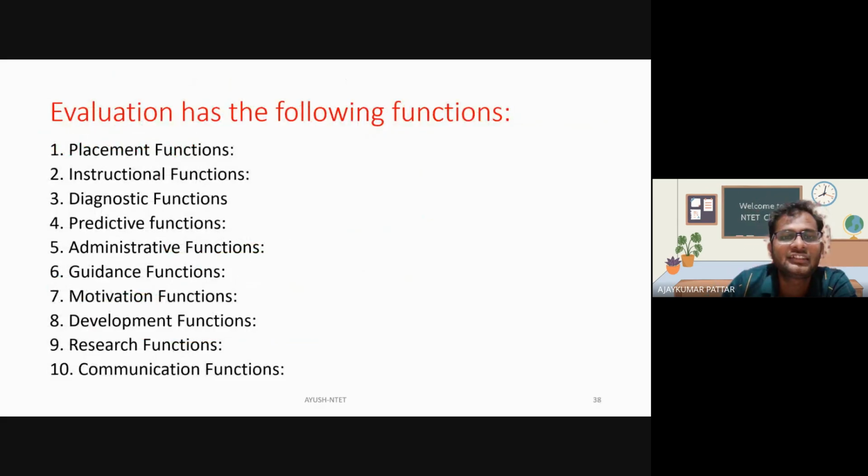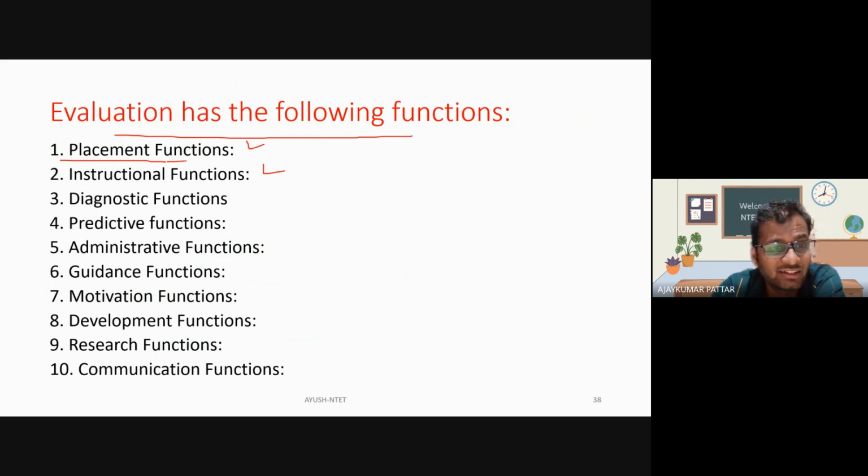So evaluation has the following functions. Evaluation का function क्या क्या functions है? Placement function, instructional functions, diagnostic functions. So placement function का मतलब क्या होता है? Based on the evaluation, the placement हो सकता है. बहुत इंजीनियरिंग में होता है ना, placement selection ऐसे बोलते हैं ना. So evaluation can do the following functions. That is the concept of this placement function.